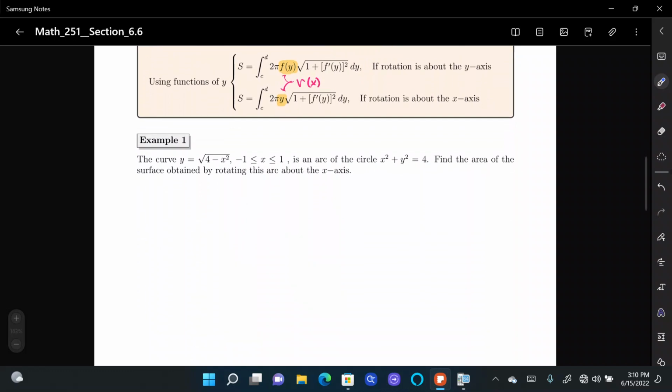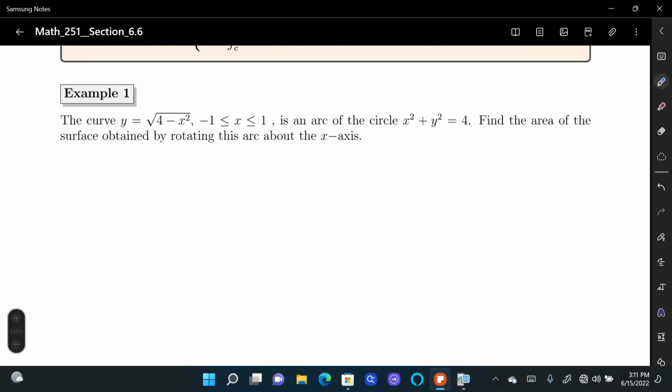Number one, we have the curve y equals the square root of 4 minus x squared, and they're giving us the limits in this case. We don't have to find anything, lucky for us. They're giving us the limits between -1 and 1, and this radical function is actually a piece of an arc of a circle. You'll see why. Let's find the area of the surface obtained by rotating this arc about the x-axis.